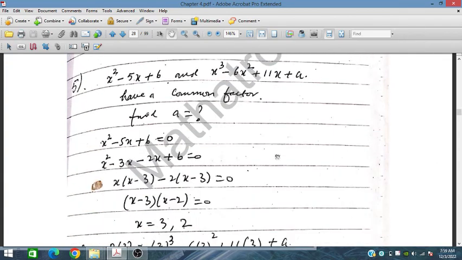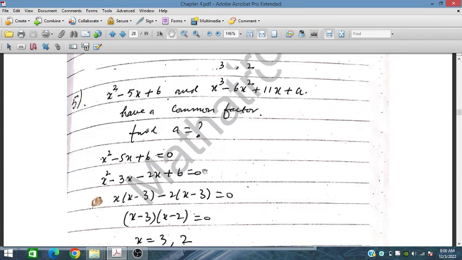let's solve question number 5. Here we have a fact: this and this have a common factor. This is x square minus 5x plus 6, and this is x cube minus 6x square plus 11x plus a. Both have a common factor, so we factorize this first, and we have obtained x minus 3, x minus 2 is equal to 0. So x is equal to 3 and 2.